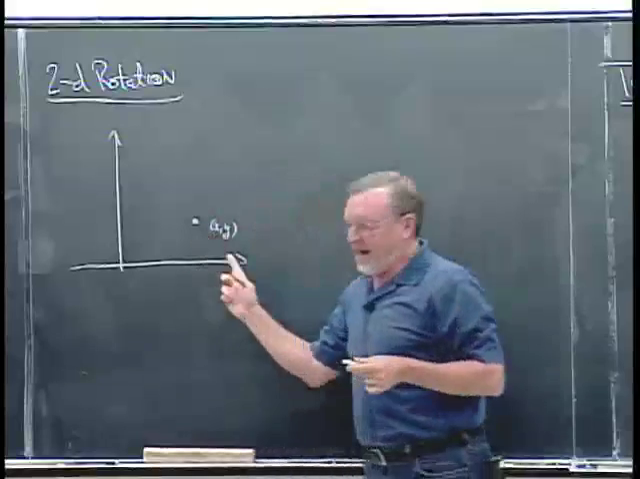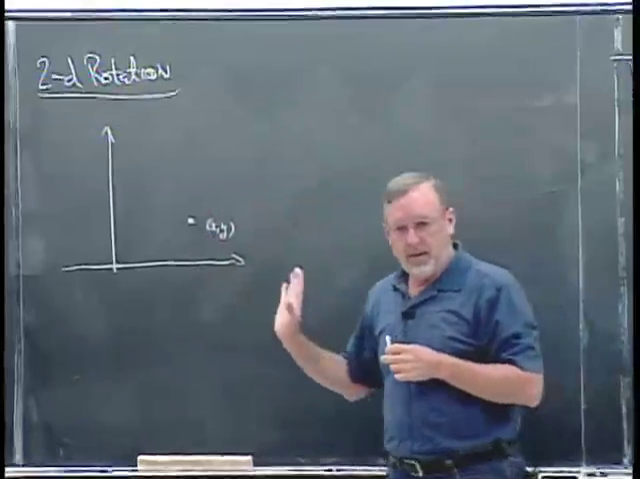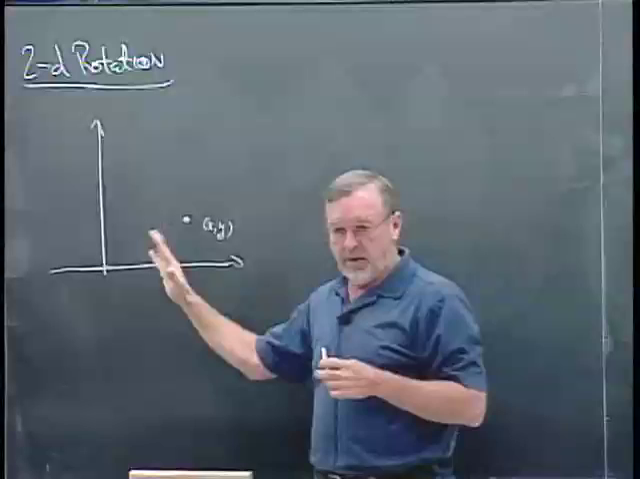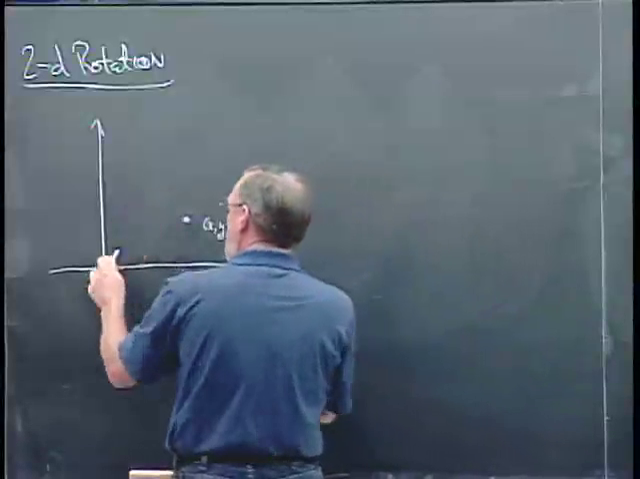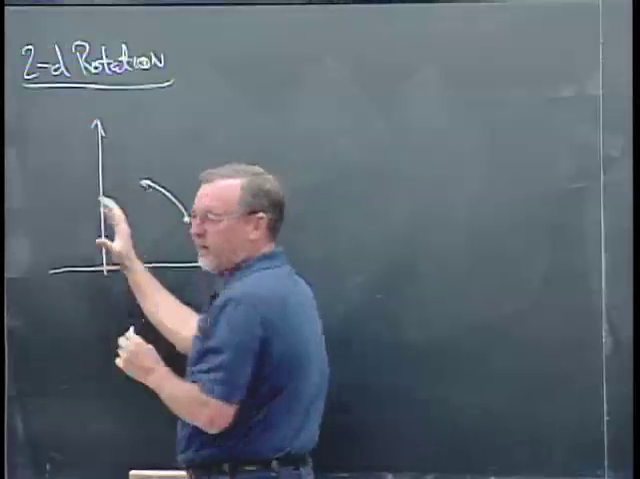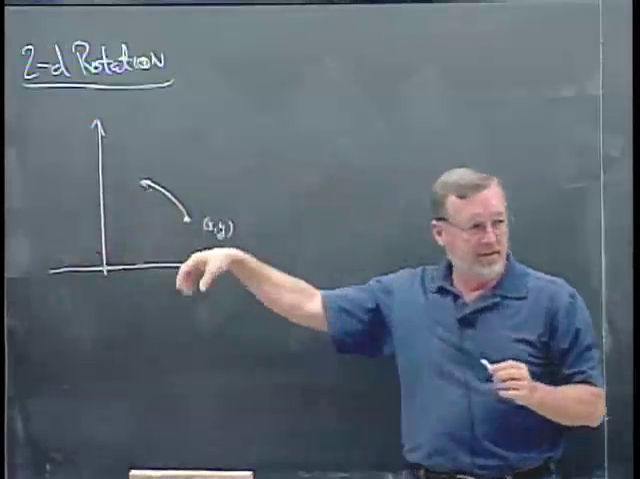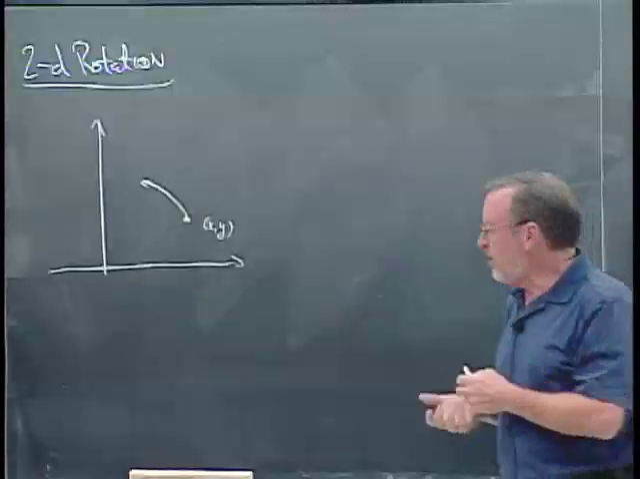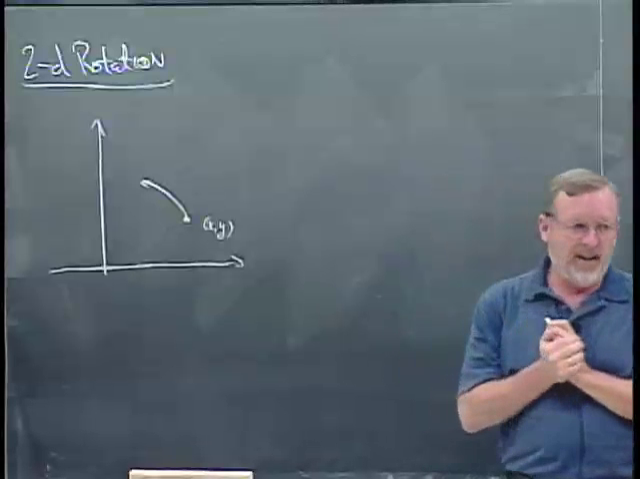Now if I have a point x, y here, what I want to do is rotate this point, and my rotation is always going to be around the origin. I'm going to rotate things around the origin. And I'm going to do something called the right-hand rule.